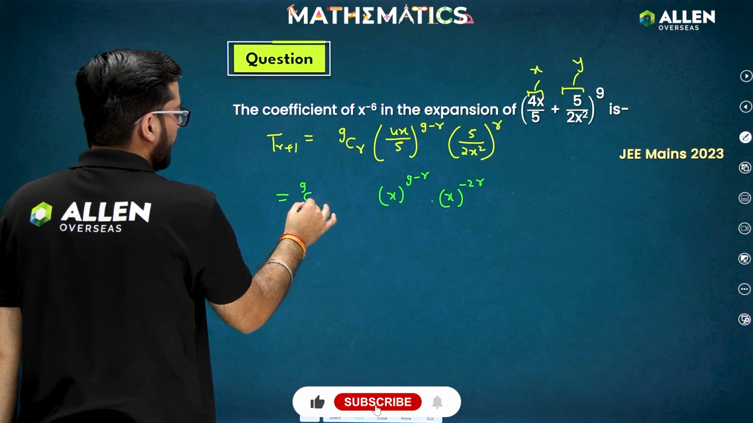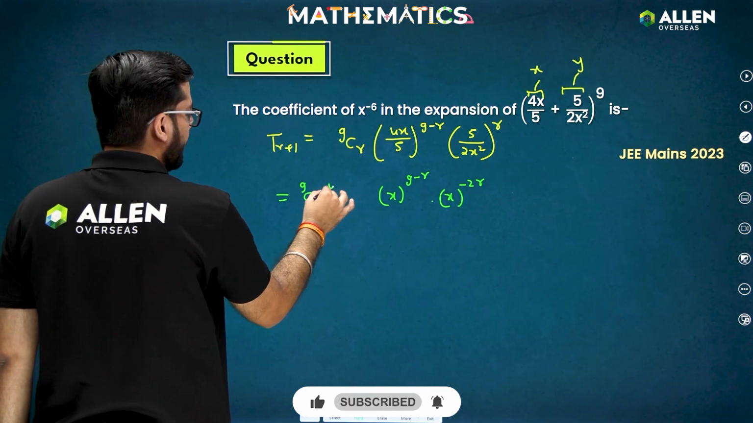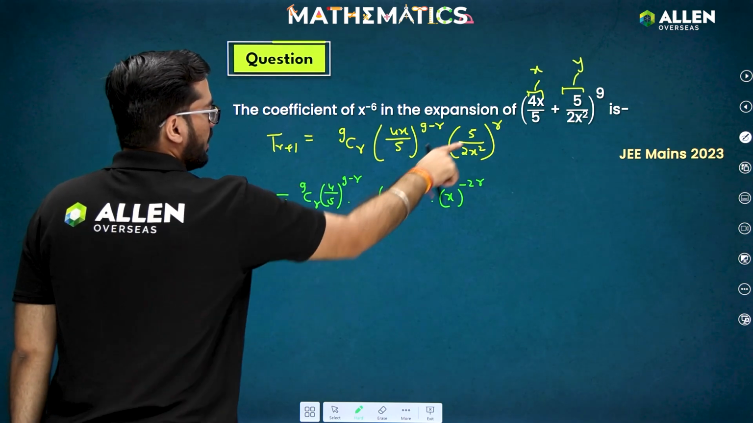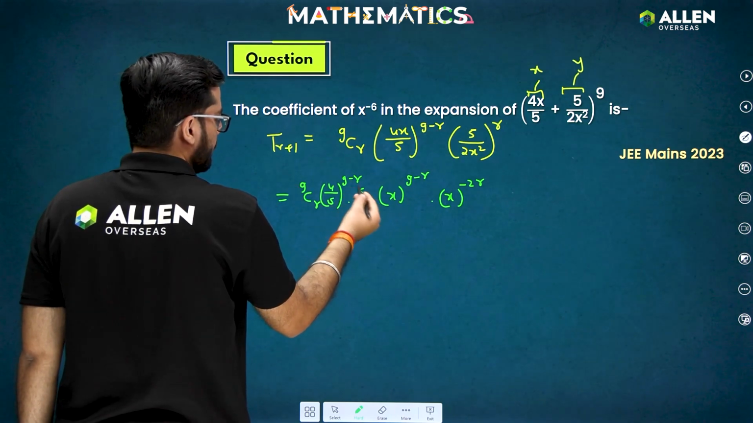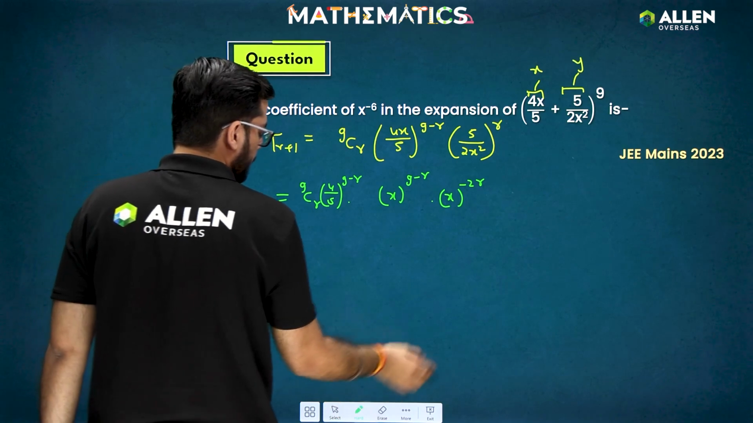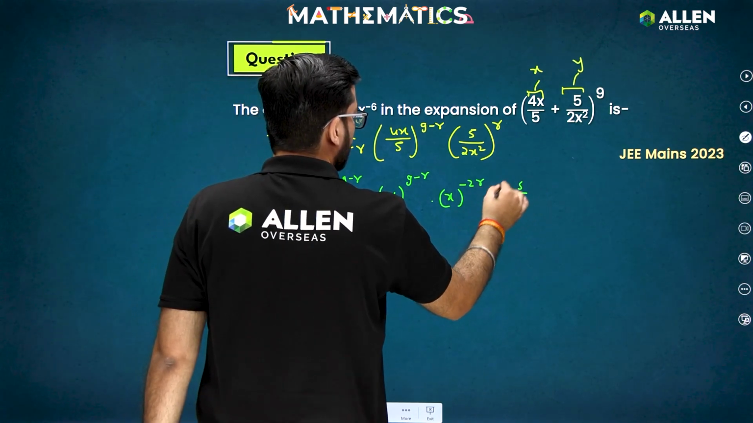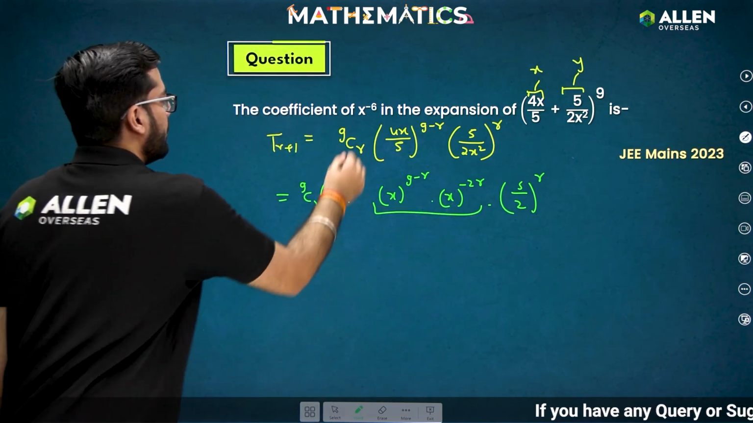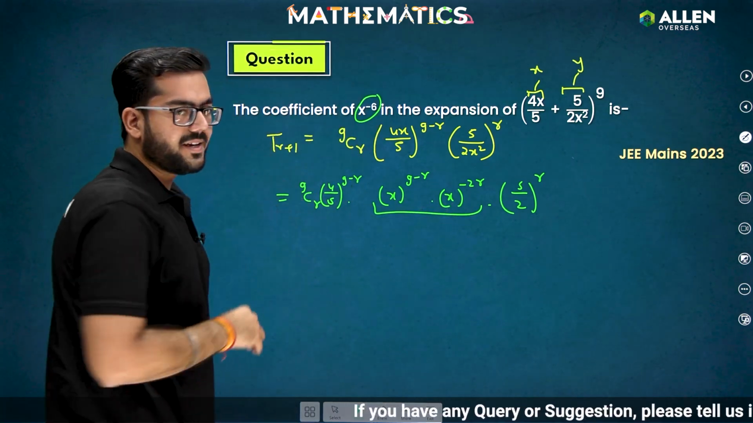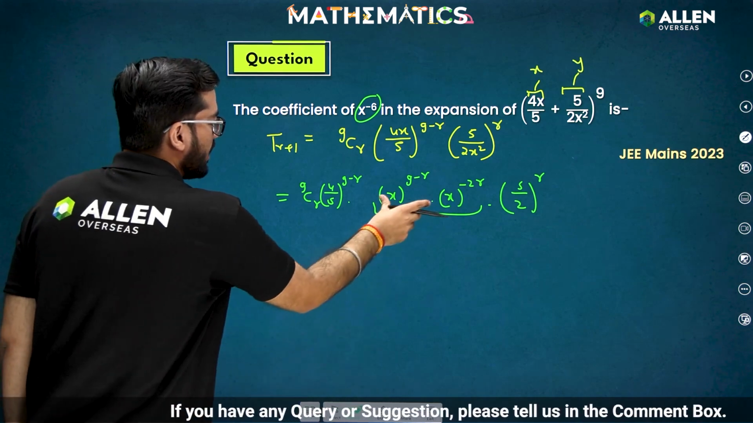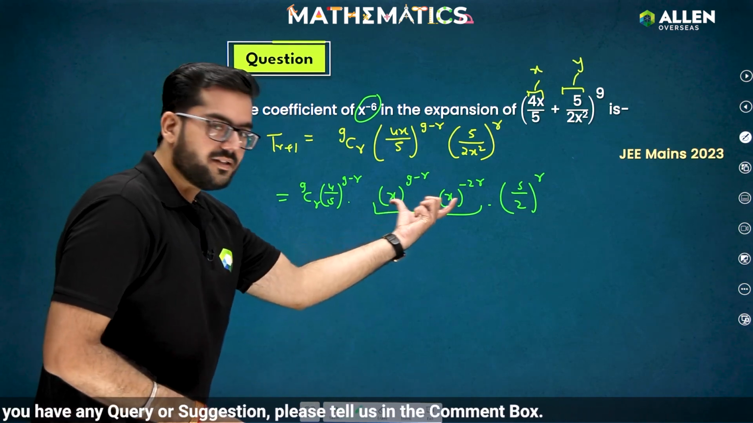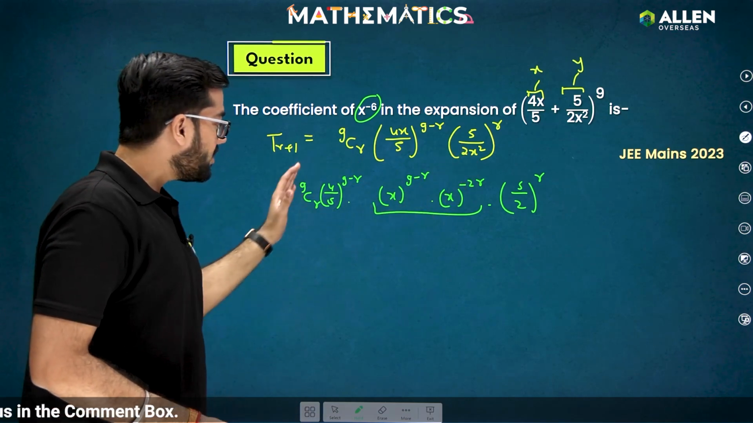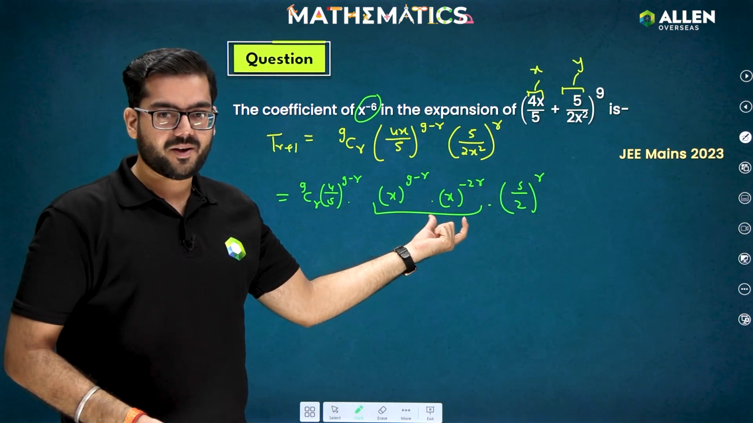So 9Cr and 4 upon 5 is there, 4 upon 5 whole raised to 9 minus r, and apart from this, 5 by 2 is also there, that is 5 by 2 whole raised to r. Now we need to focus here, because I am going to find the coefficient of x raised to minus 6. So I am going to do the comparison. There is x, I am going to make here x raised to minus 6, and the rest of the things are the coefficient of this term.